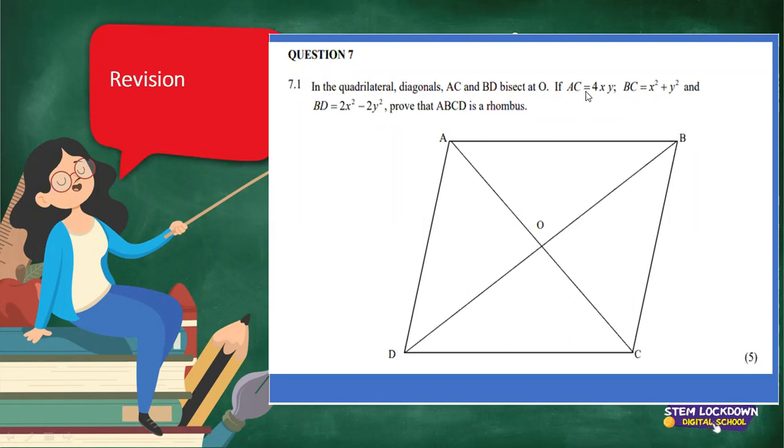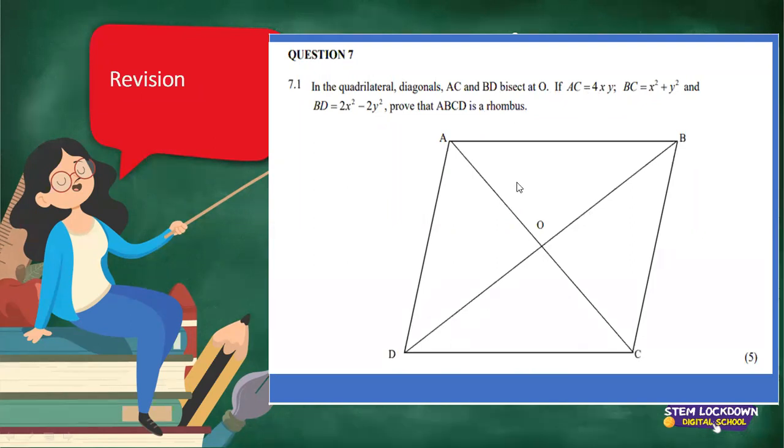So this diagonal AC is 4xy, right? And then this length BC is x squared plus y squared. And BD is 2x squared minus 2y squared. Now prove that ABCD is a rhombus.